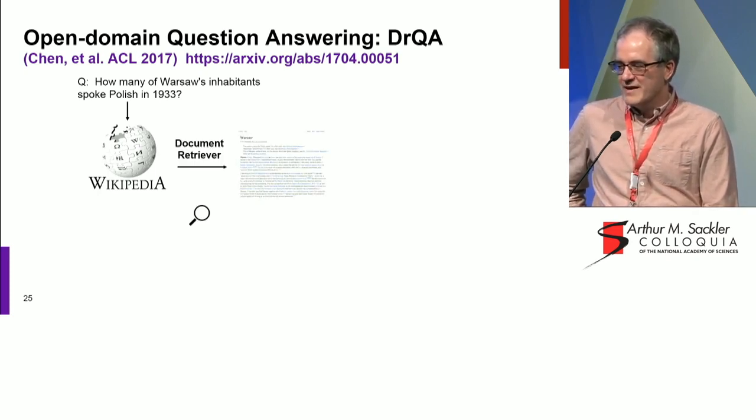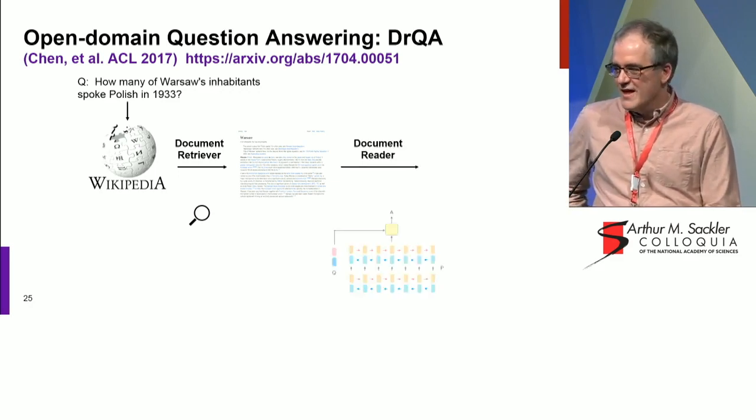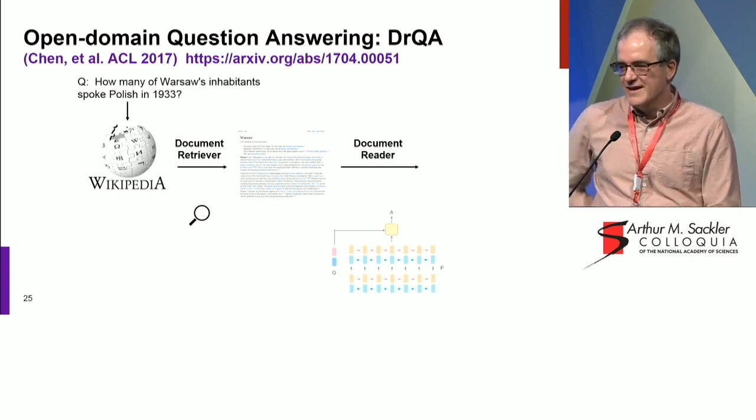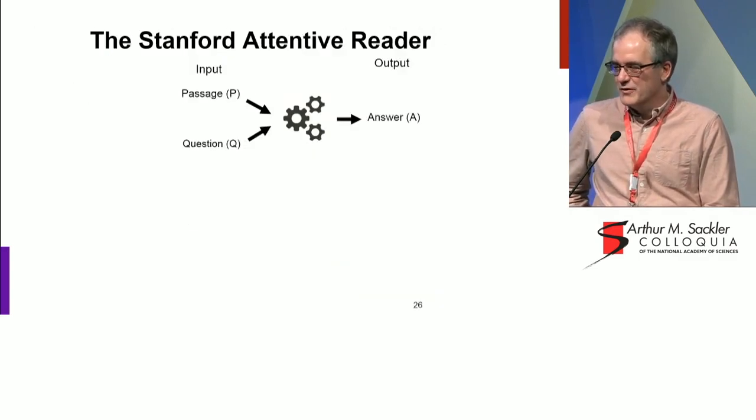We first of all might try and retrieve relevant documents, for which we might use regular information retrieval. And then we want to read those documents to work out the answer, which we'll take to be a subsequence of words in the document, which will be 833,000. And I just want to say a little about how we could build a document reader.